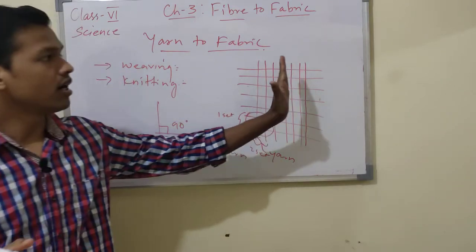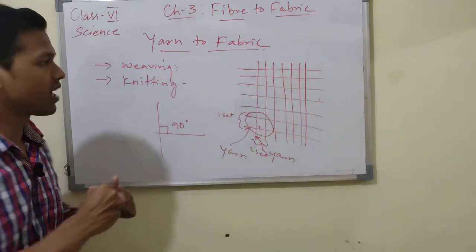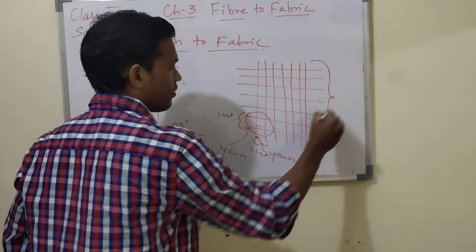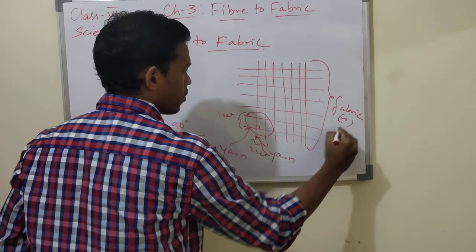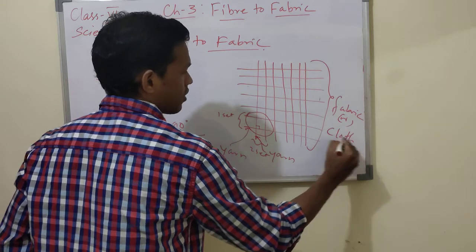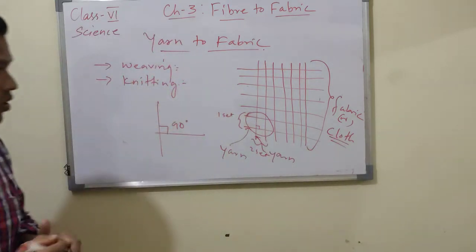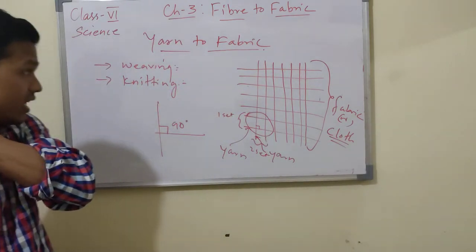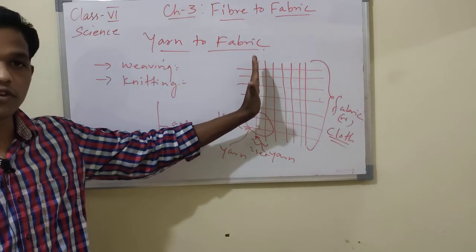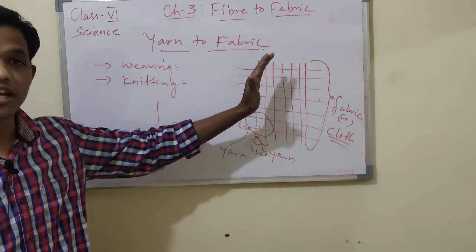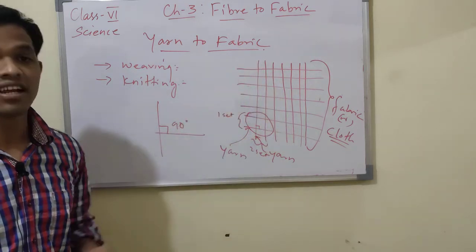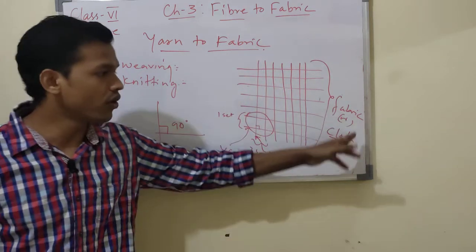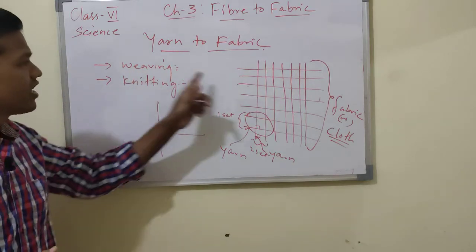So many other sets are combined together. These are all fabric, or cloth, we can say. These two sets of yarn are arranged together at a right angle, or you can say interlaced at a right angle, to form a fabric or cloth. Weaving is done in this manner.